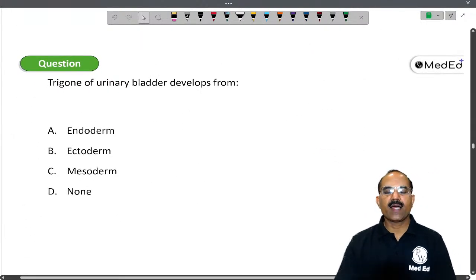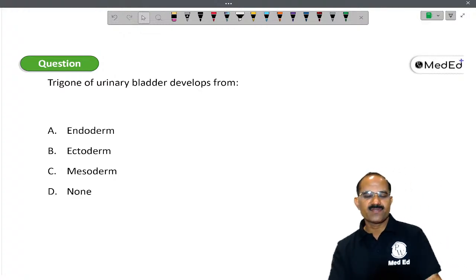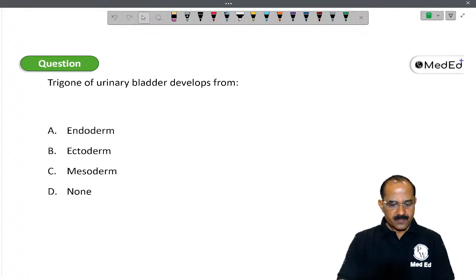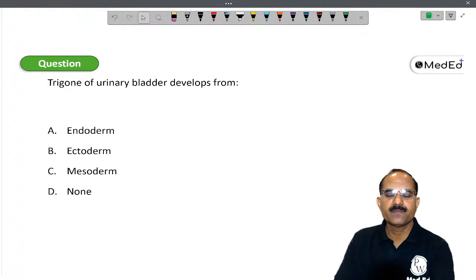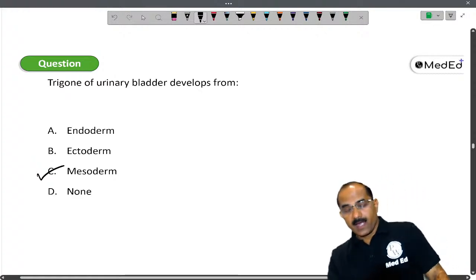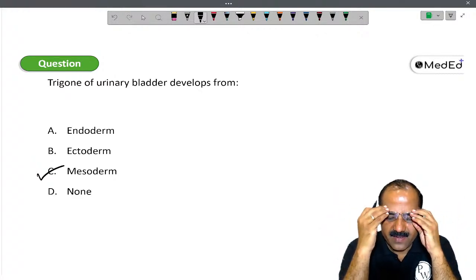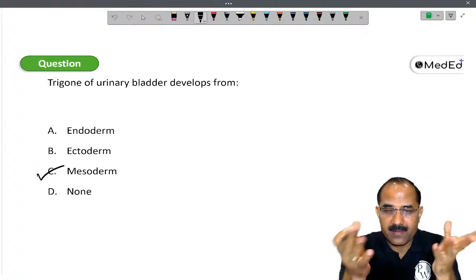Answer this. Trigone of urinary bladder develops from. Can anyone answer this? Yes, boliye. Mesoderm. Very good. The rest of the bladder is derived from what? Yes, Nitin. Yes, Shri. Baki pura bladder is derived from what?